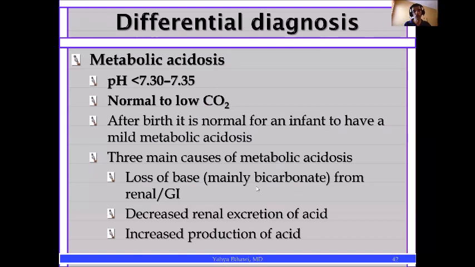Now, I'm not going to go through the differential diagnosis. I think you guys can read it. I think it's better if I answer the questions. So we have metabolic acidosis, pH less than 7.3. That means your CO2 is normal, maybe low if it starts compensating, and there are different causes.